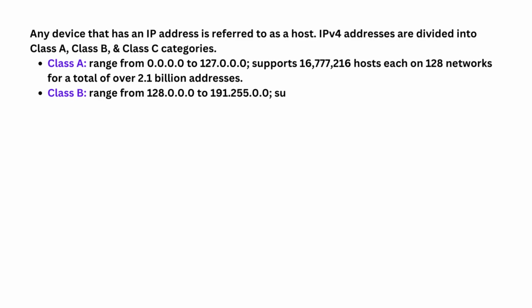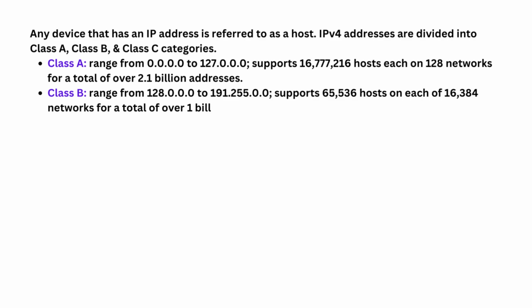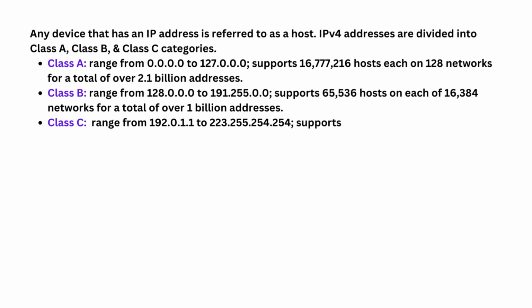Class B ranges from 128.0.0.0 to 191.255.0.0, supports 65,536 hosts on each of 16,384 networks for a total of over 1 billion addresses.